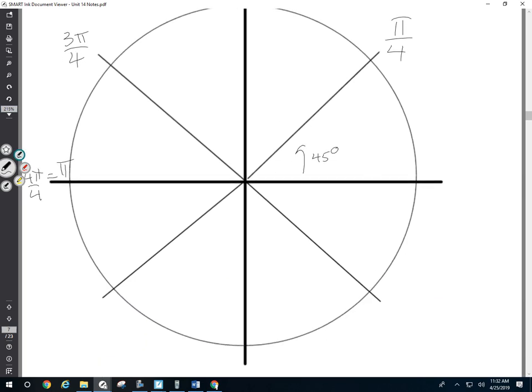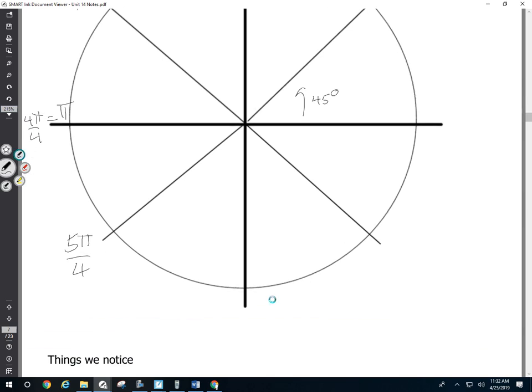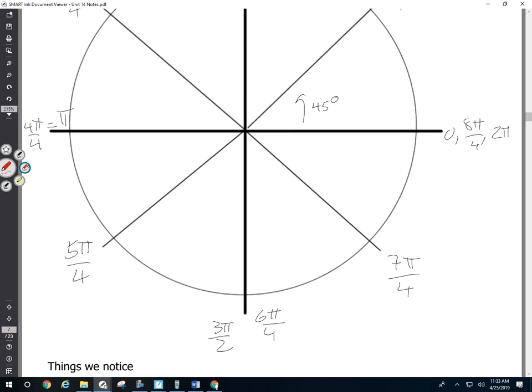If I add another 45 degrees, 5 pi over 4. Another 45 degrees, I get to 6 pi over 4. That's 3 pi over 2. Look, we know that angle. That's 270. Then I add another pi over 4, I get 7 pi over 4. Add another 45 degrees, I end up at 8 pi over 4. We know that's 2 pi, or 0. Every single pi over 4 ends up being 45 degrees from the x-axis.